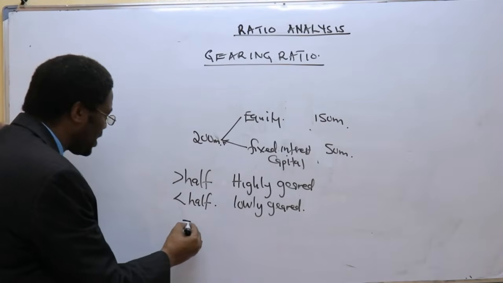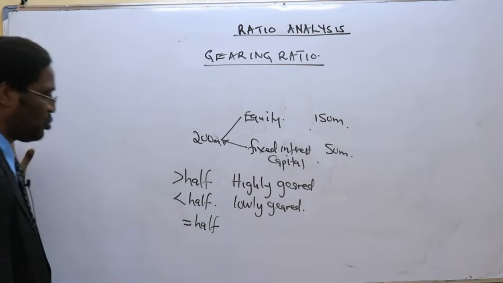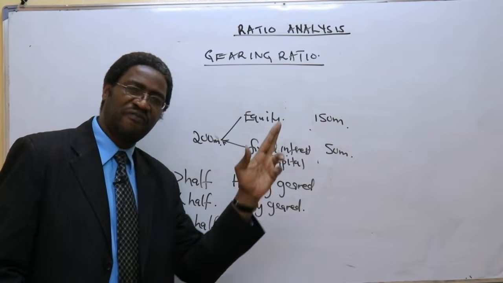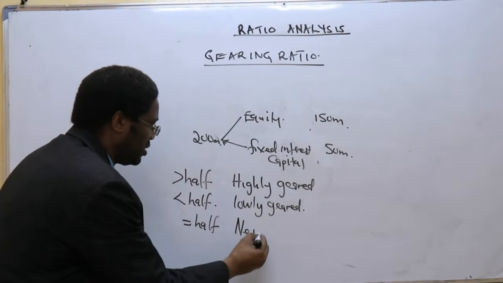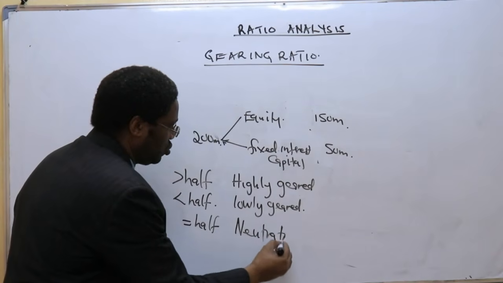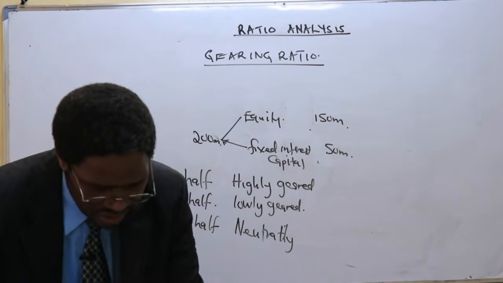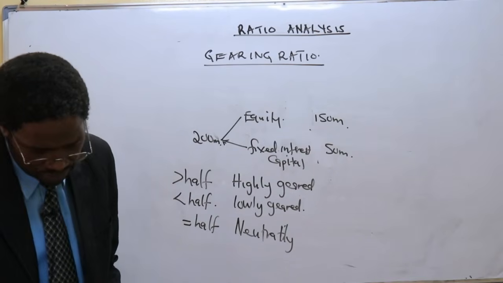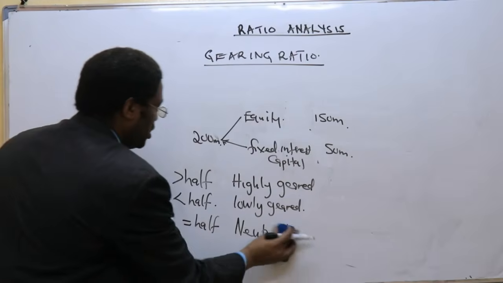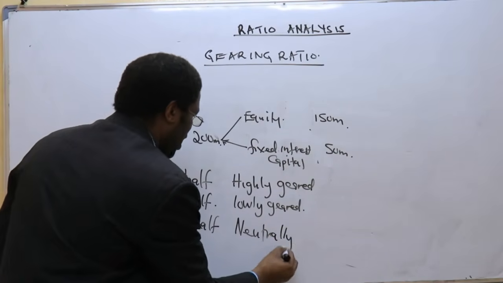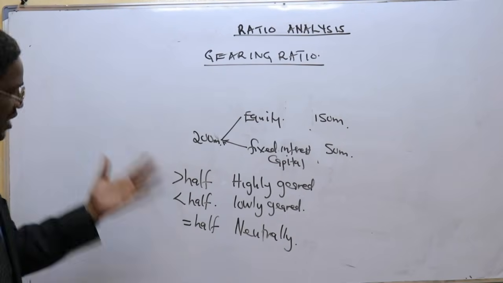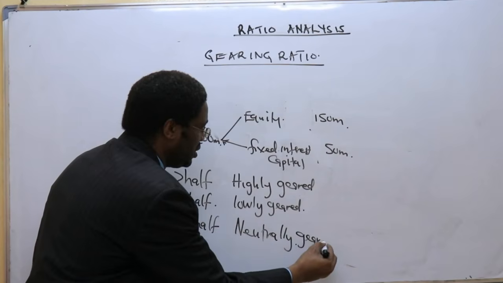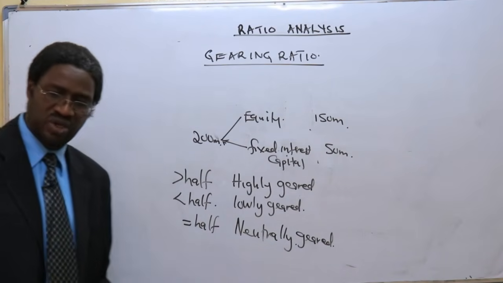If exactly half of the company's capital is provided by the fixed interest capital, then we say that company is neutrally geared. That's how we say it.